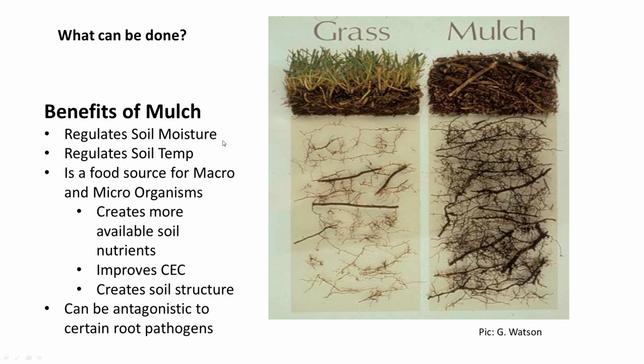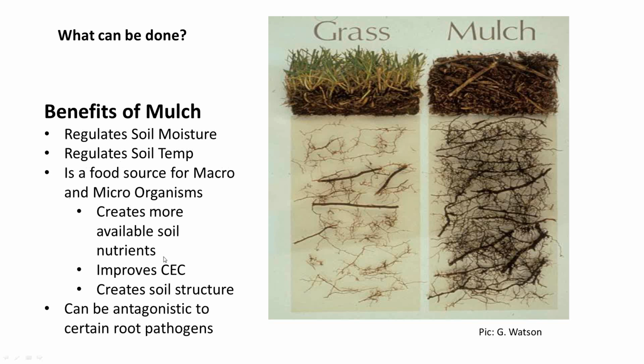It regulates soil temperature, so we keep our soil warmer in the winter months and cooler in the hot summer months. We also regulate soil moisture, so we'll be able to keep our roots happier with a nice moist soil, not getting as dried out when we get into periods of drought. This also provides great food for the macro and microorganisms living in that mulch, which of course creates more available soil nutrients.